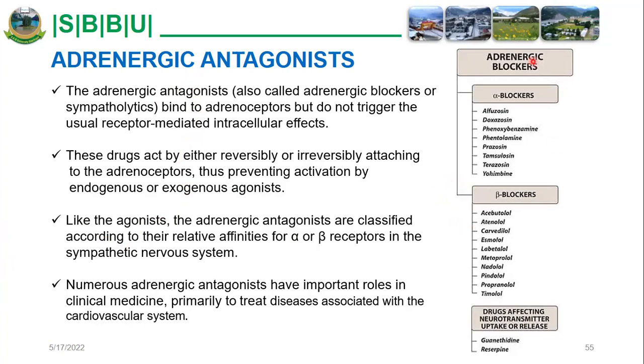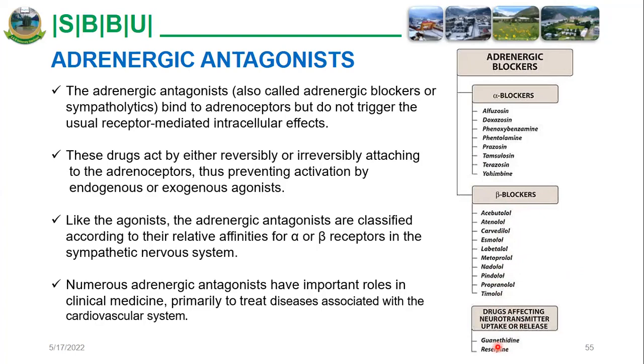This is the classification. Alpha blockers: doxazosin, phenoxybenzamine, phentolamine, prazosin, tamsulosin, terazosin. Tamsulosin is for prostate enlargement, prostatitis. Beta blockers: acebutolol, atenolol, carvedilol, esmolol, labetalol, metoprolol, all the "lols" are beta blockers, propranolol, timolol. And drugs that affect neurotransmitter uptake or release: guanethidine and reserpine. Reserpine blocks the reuptake of norepinephrine into the vesicles. They are stopped by reserpine.